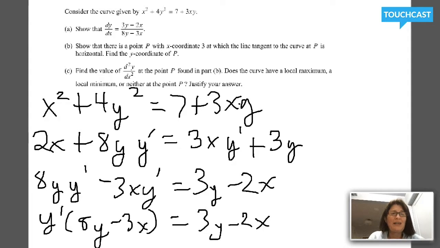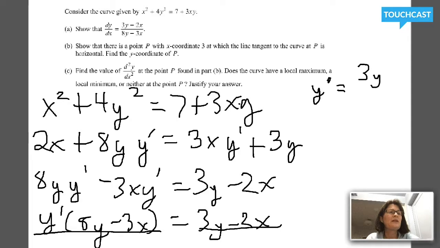And I'm going to isolate y prime. That's another name for dy dx. That's going to come from dividing both sides. I hope you don't mind imagining this last step. Divide both sides by 8y minus 3x. That's how I'm going to end up with a final answer of y prime equal to 3y minus 2x over 8y minus 3x.